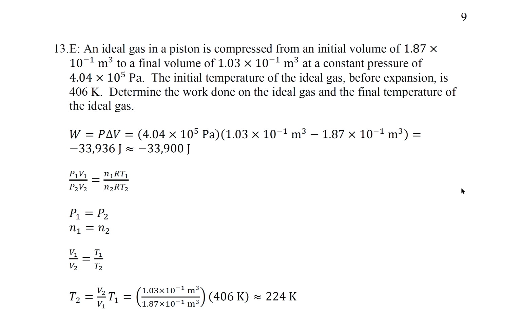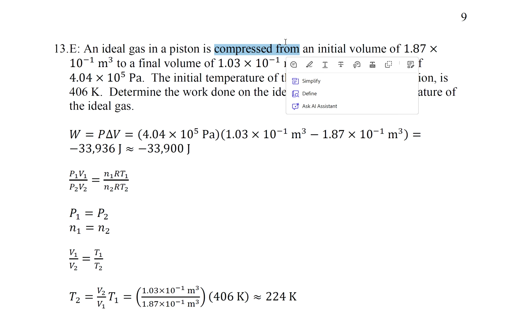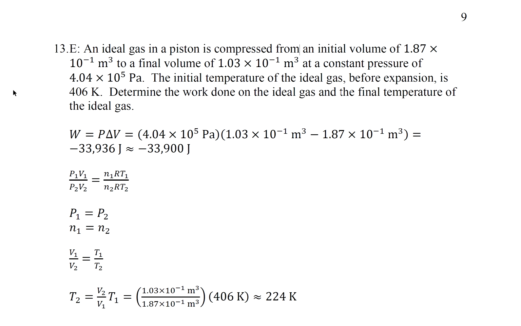Question 13. An ideal gas in a piston is compressed from an initial volume of 1.87 times 10 to the minus 1 meters cubed to a final volume of 1.03 times 10 to the 1 meters cubed. Okay, it's compressed, so the volume decreases at a constant pressure of 4.04 times 10 to the 5 pascals. The initial temperature of the ideal gas before expansion is 406 K. Determine the work done on the ideal gas and the final temperature of the ideal gas.